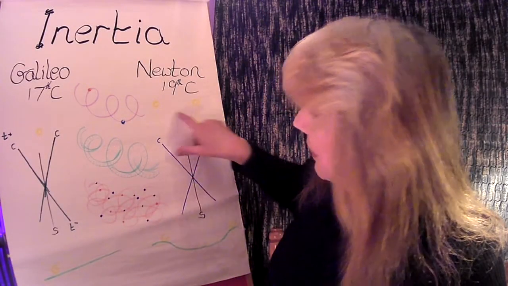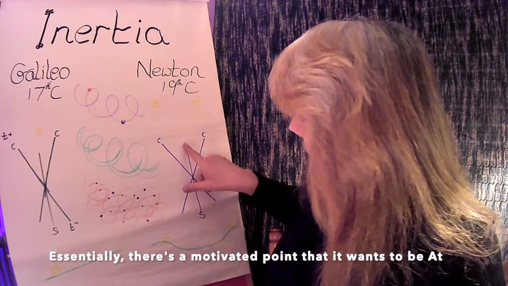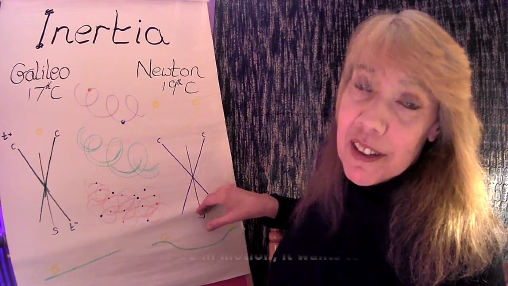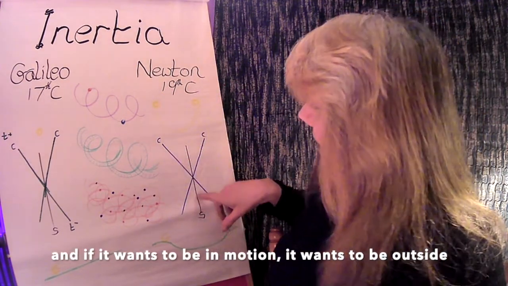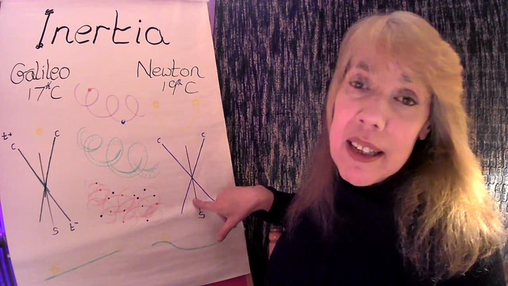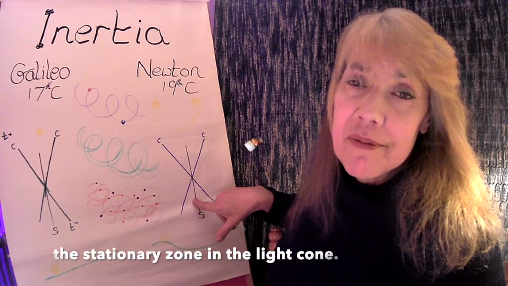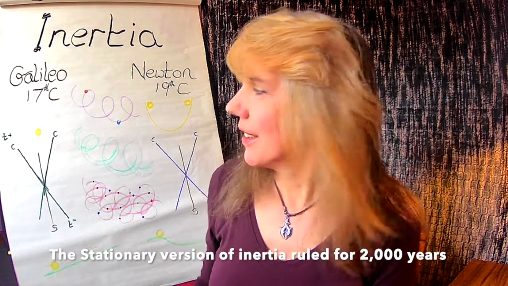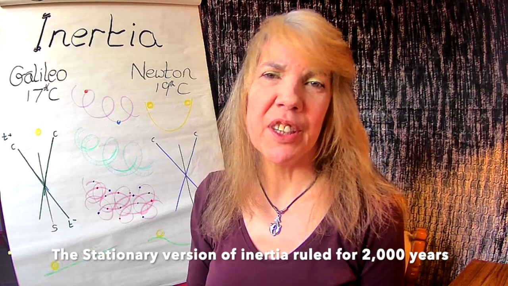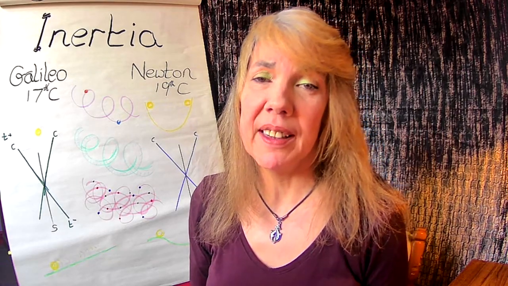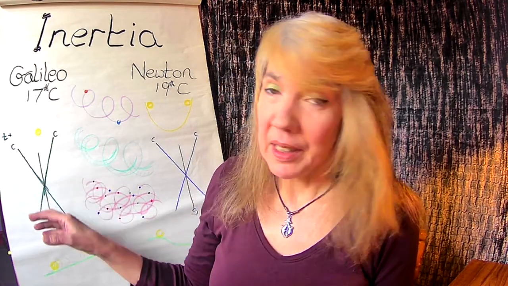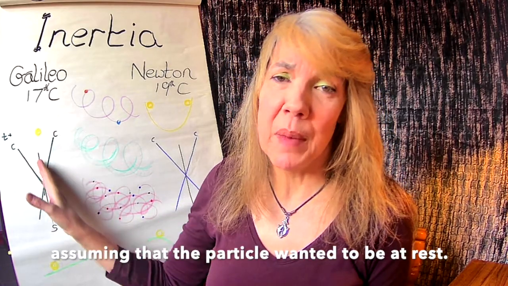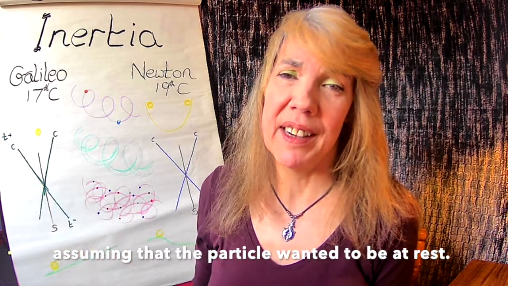But essentially what you've got here is this motion which it wants to be at, and if it wants to be in motion, i.e. attaining its height again, then it's wanting to stay outside of the stationary zone and the light cone. For 2,000 years this ruled the roost, this version of inertia or response to stimuli, with an assumption that the particle or the object wanted to maintain a static, at-rest state.